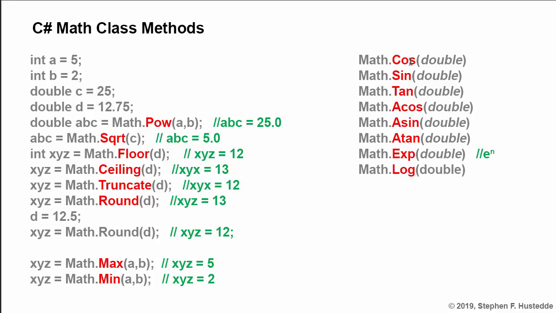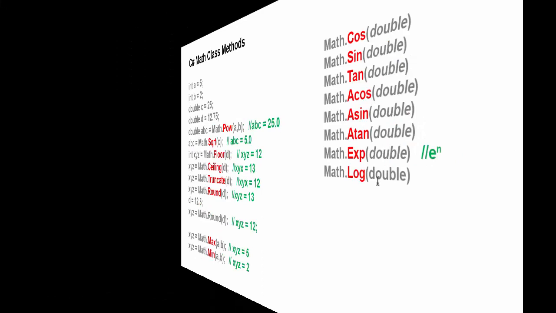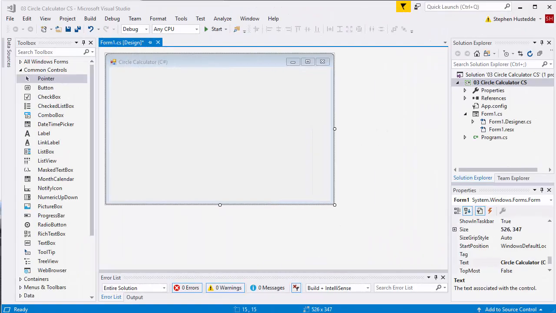We have functions for cosine, sine, tangent, arc sine, arc tangent. And then for some scientific things, we can find logarithms of values. So let's jump over and do a quick little demonstration using the pi and the pow to find the area of a circle. I've created a C# Windows Forms application.